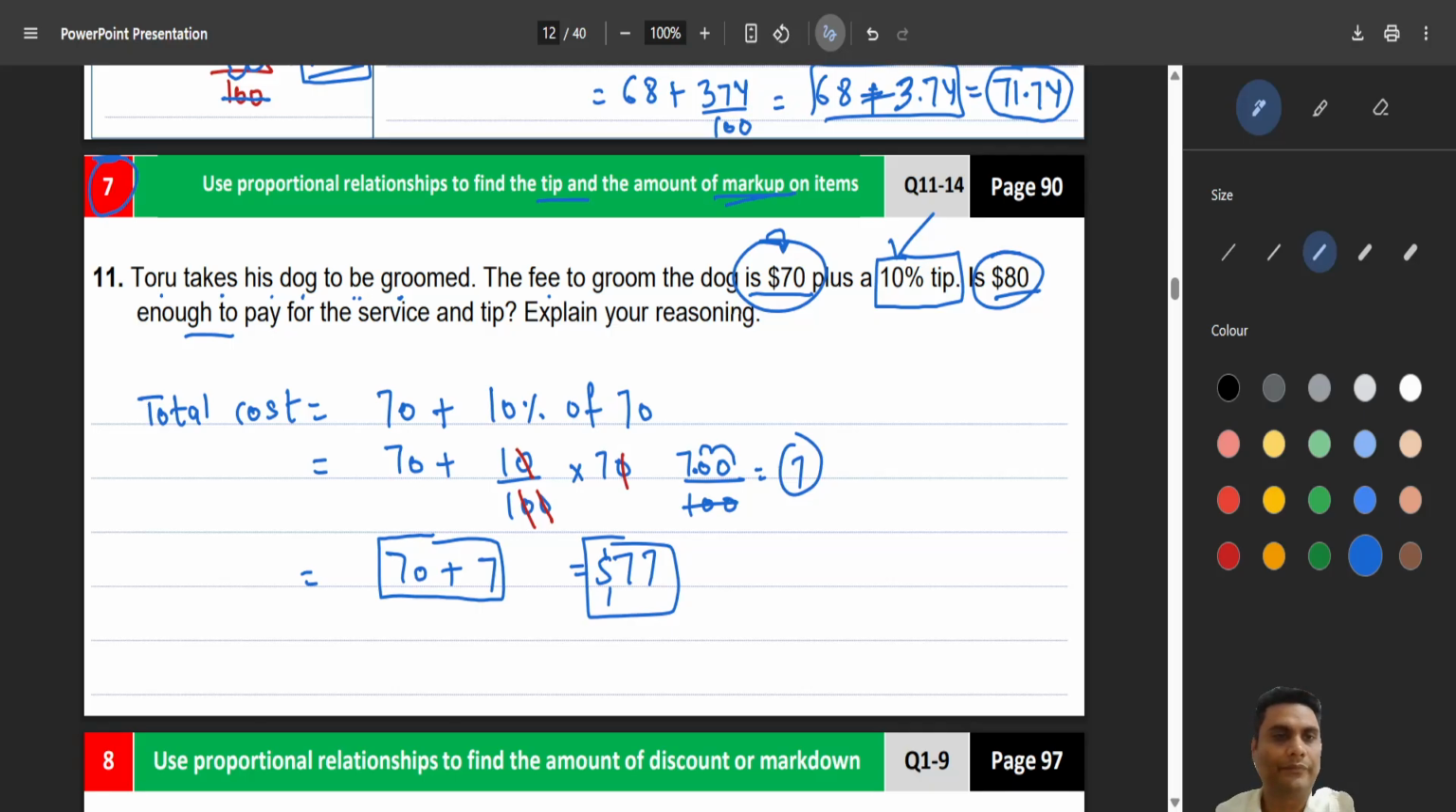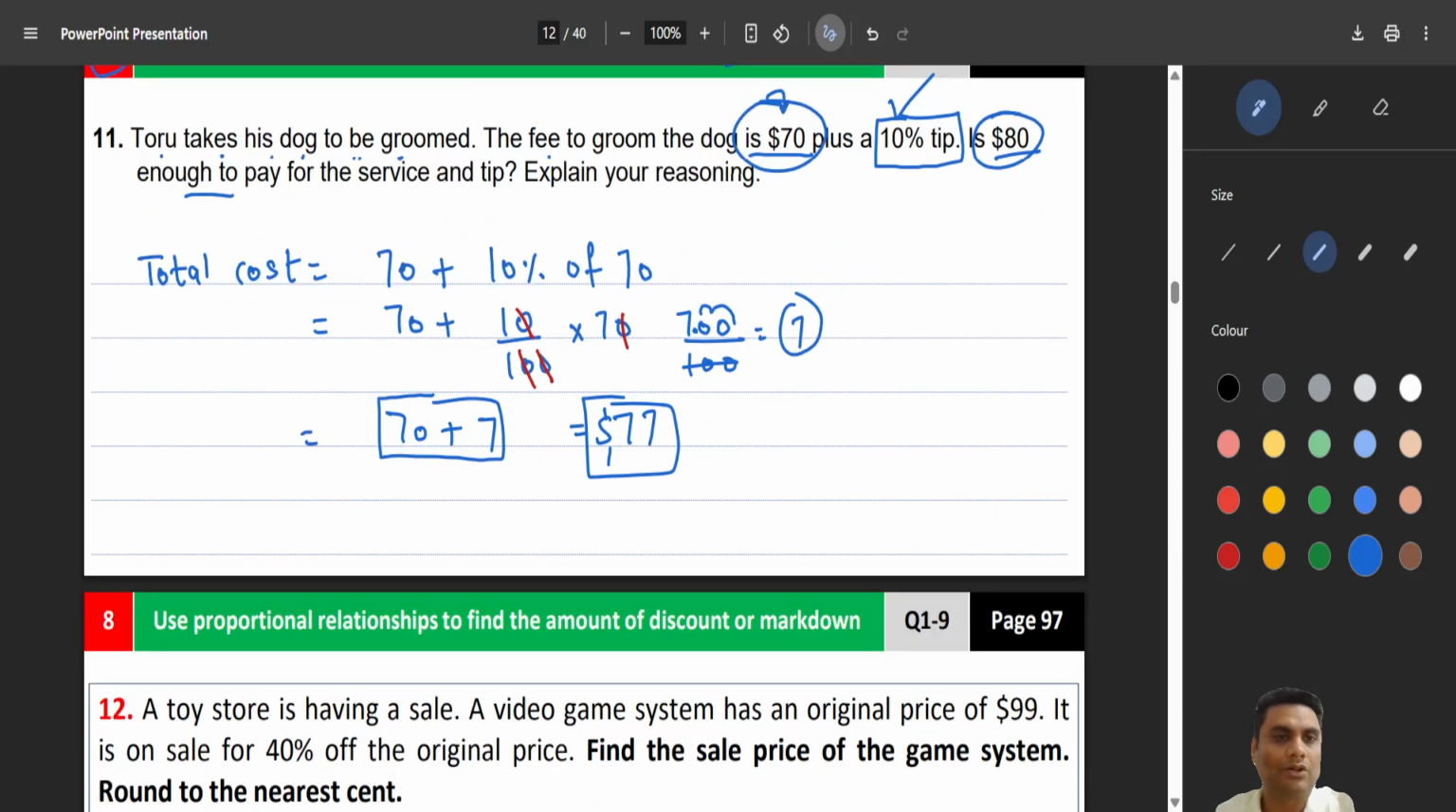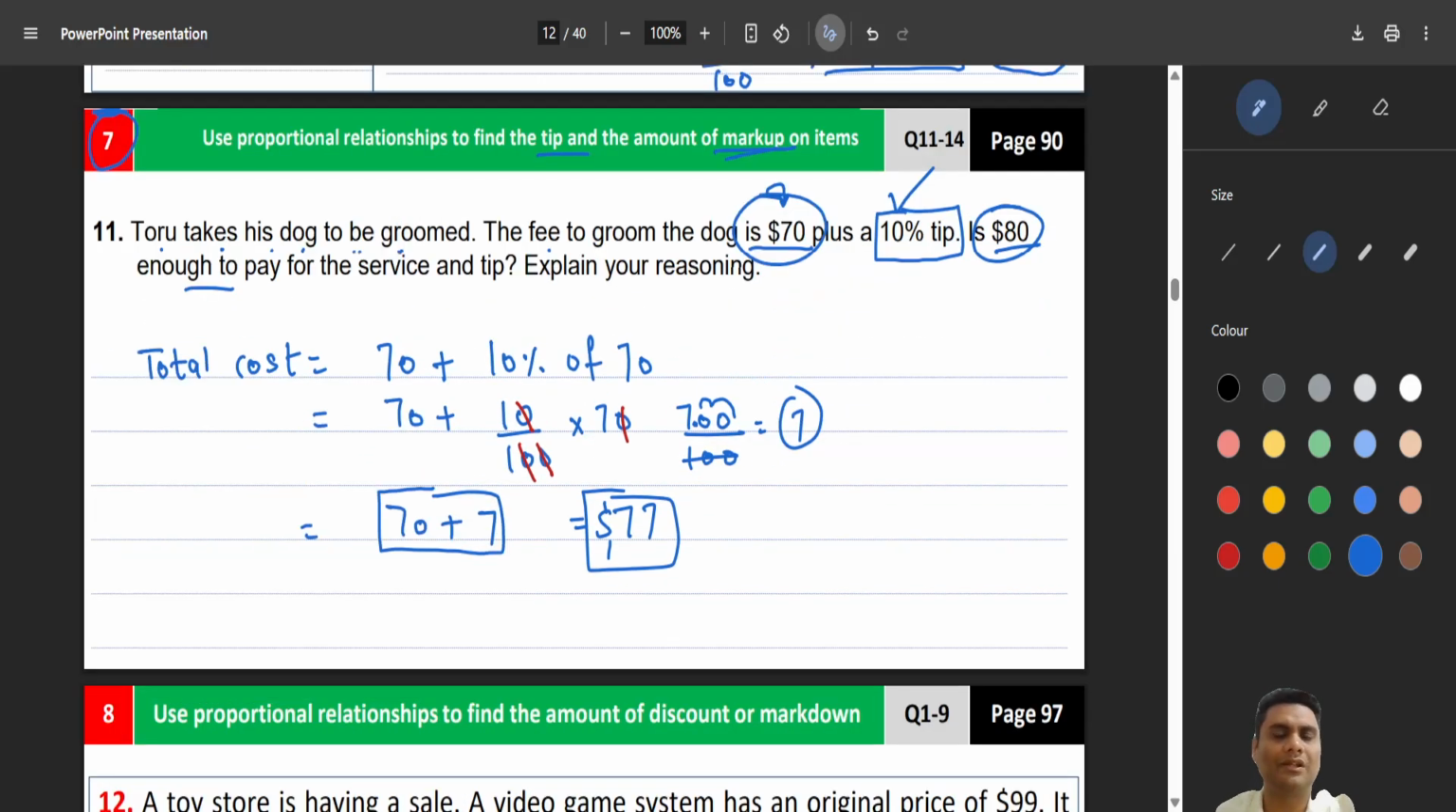Okay. Now next question. Question number 7 class. One question like this will come either on the tip or the markup. The price will be given to you and the tip or the markup will be given to you. You have to just change the percentage into dollars or dirham, whatever is given, and then add it to the previous cost and you will get the total cost. Okay.